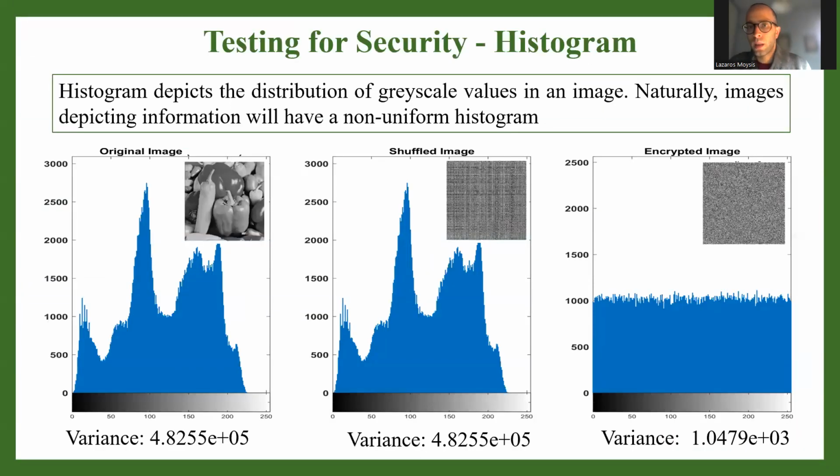First of all, the classic statistical test is the histogram. It depicts the distribution of grayscale values in an image. So naturally, if you think about it, when we permute and shuffle the pixels of the image, we cannot change the histogram. Simply put, if a specific gray value appears n times in the original image, after shuffling, it still appears n times. So the histogram doesn't change.